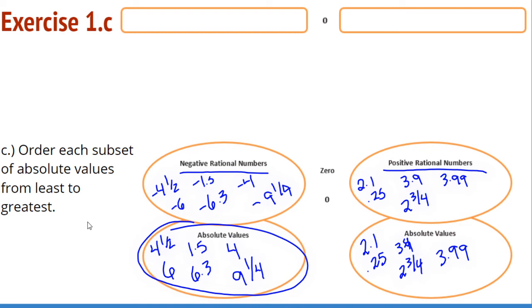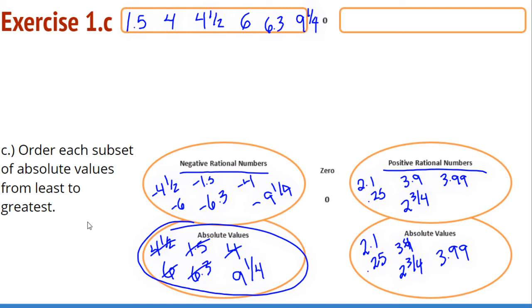The least is 1 5/10. Next I have 4. I have 4 1/2. I have 6, 6 3/10, and 9 1/4. In order from least to greatest.